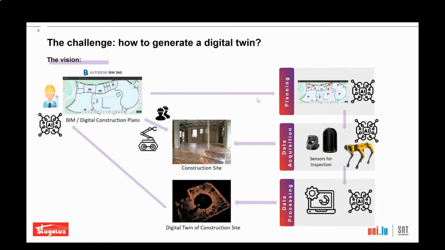That means the planning, in principle, could be done by intelligent software. The robots need to have a higher degree of autonomy in order to do the data acquisition. And finally, at the end, of course, no person should then do the data processing. Also, this should be automated. So that means this is the generation of these digital twins.